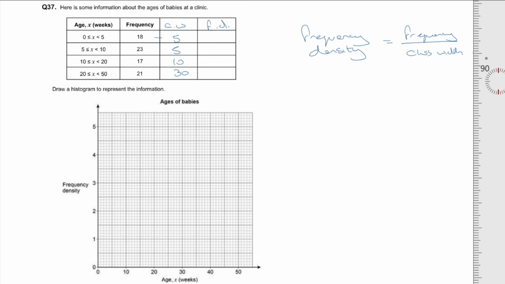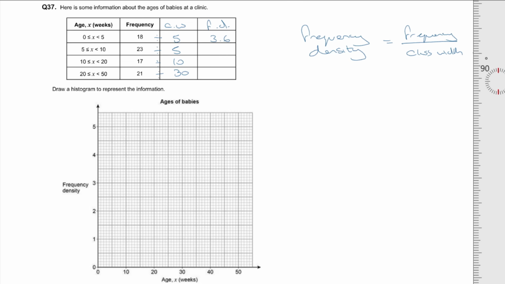So basically you're dividing these, aren't you? 18 divided by 5, 23 divided by 5, 17 divided by 10, 21 divided by 30. Right, so 18 divided by 5, double it and divide by 10 is the easiest way. So 18 times 2 is 36, divided by 10 is 3.6.